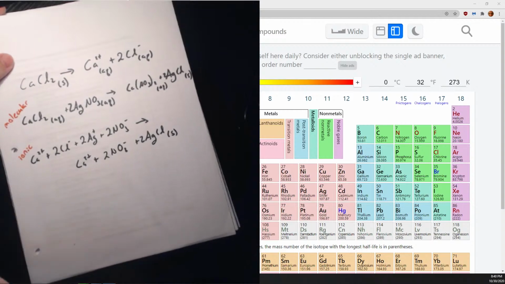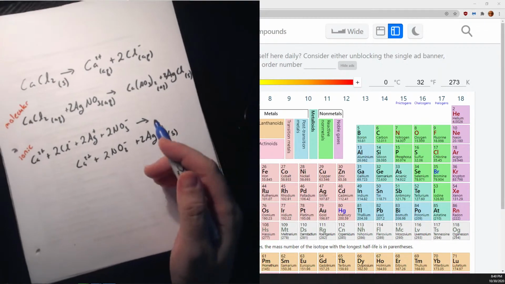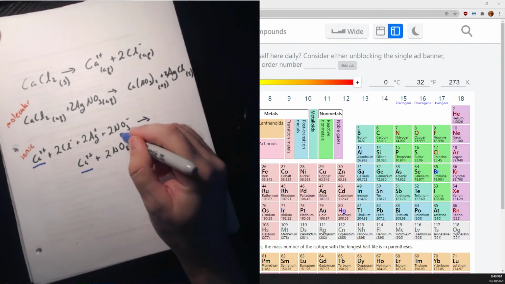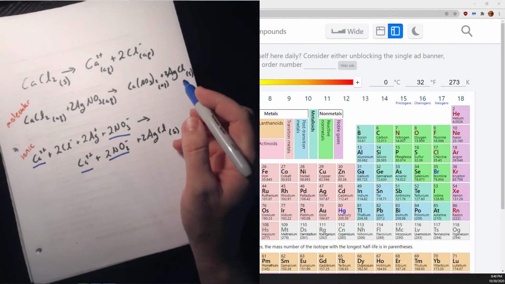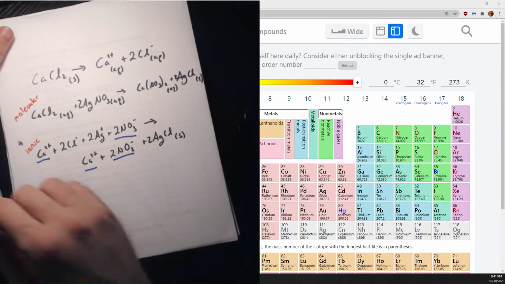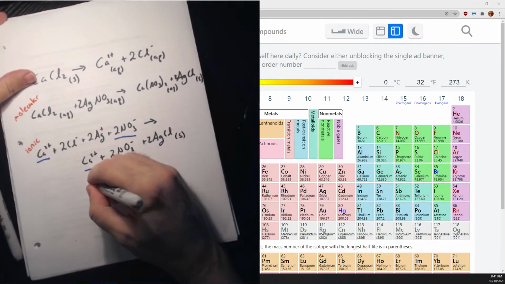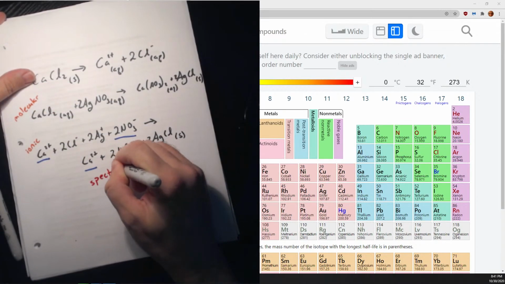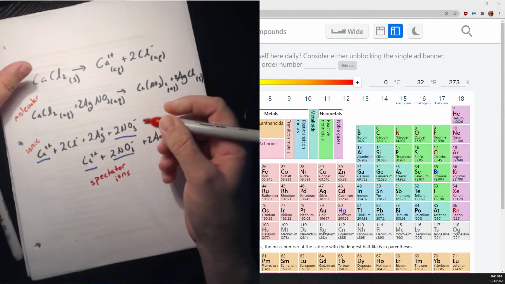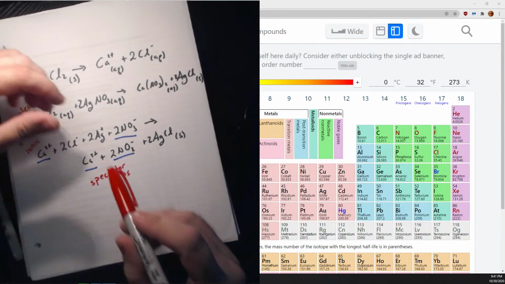Now, you'll notice that calcium and nitrate haven't changed. They haven't done anything. They have remained in solution. So they're not actually doing anything in this reaction. Okay? They are what we call spectators, or spectator ions. They're just watching the reaction. They're not participating. Therefore, we don't actually care all that much about them.